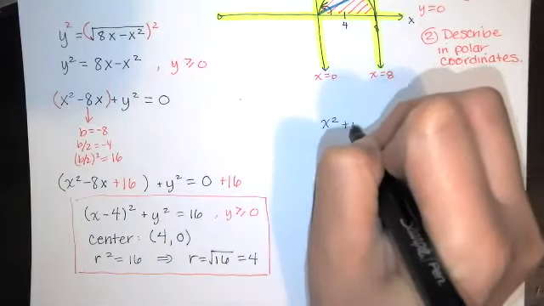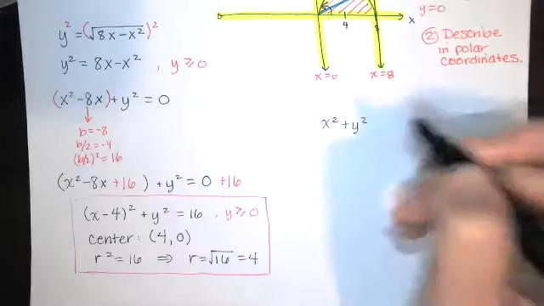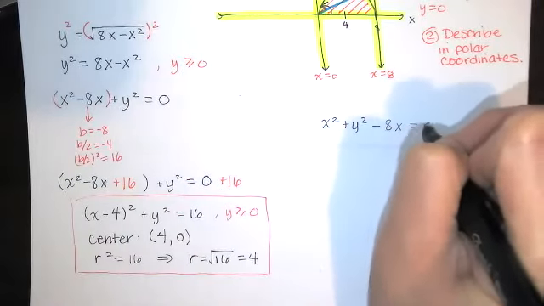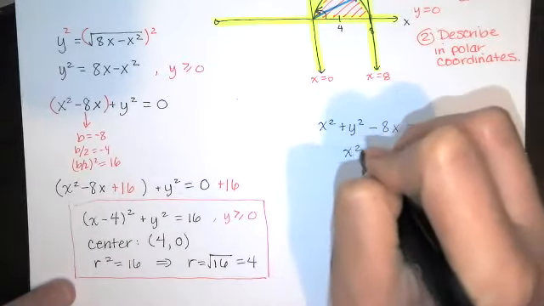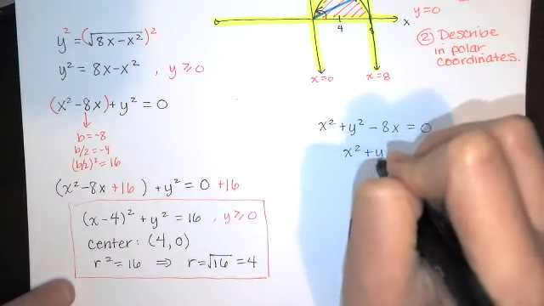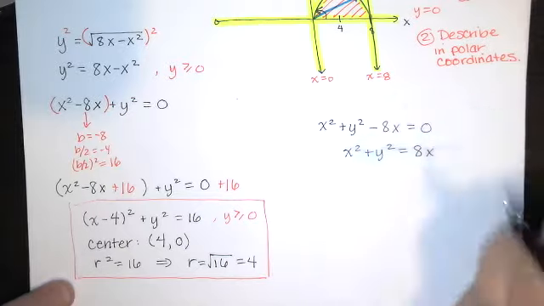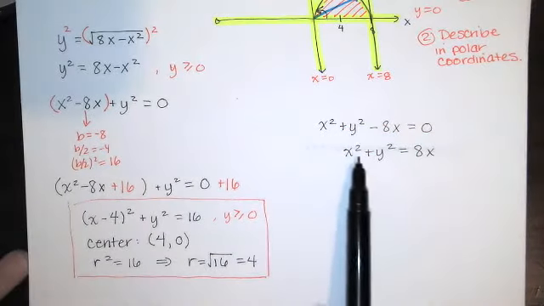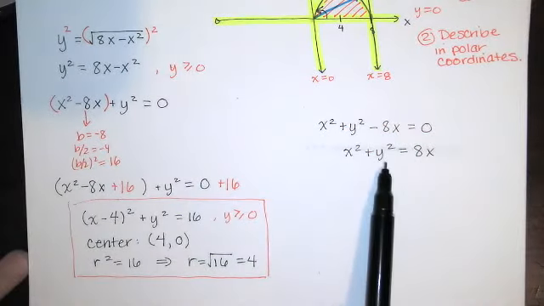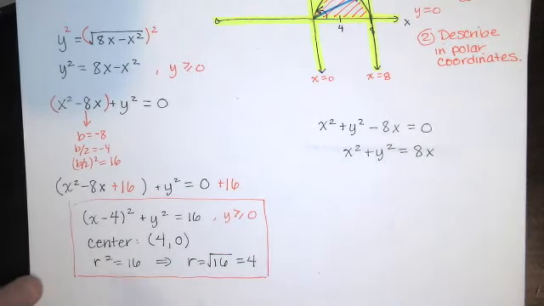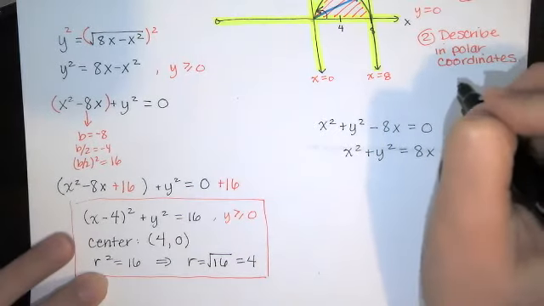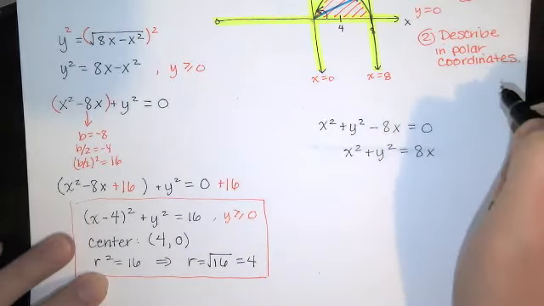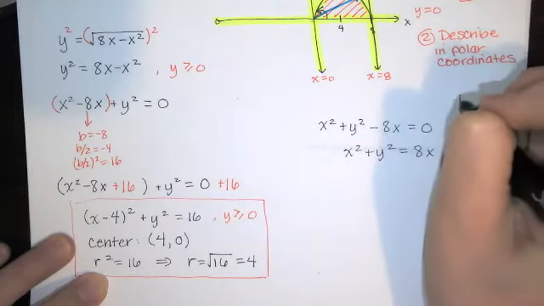I'll rearrange it a little bit. I've got x squared plus y squared minus 8x equals 0. And I will add the 8x to both sides. And again, my reason for that is that I'm trying to make this look like some of the equations that I'm familiar with that allow us to convert from polar to rectangular and vice versa. So let's just write down some of those equations.